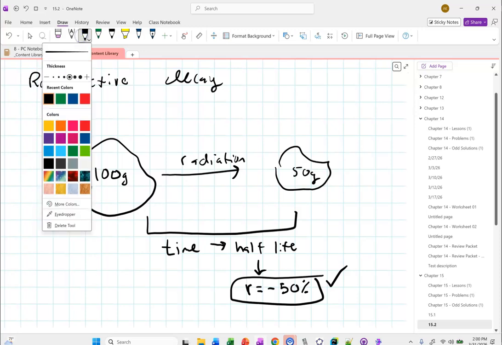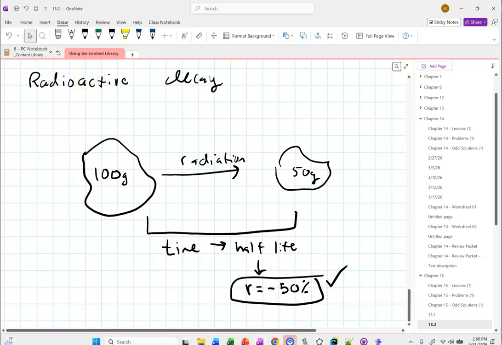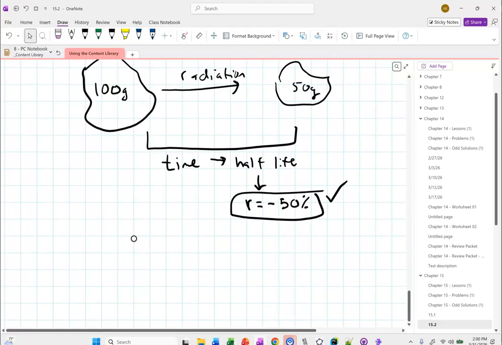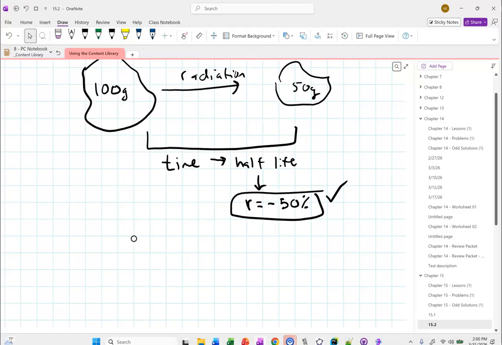So I just want to give you a brief description of what's going on, just so as much as to, okay, I guess I understand what's happening. The key here, though, is when I hear half-life, I just know that R is negative 50. Let's do a quick example.